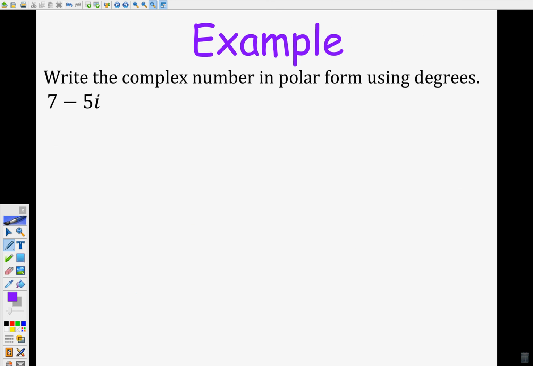So if we want to write the complex number in polar form using degrees, for me, I still always go back to triangles. So if I'm going to do this one, let's see, it tells me to go over 7 and down 5. So if I'm going to create a triangle here, I'm going over 7 and down 5. And my angle theta would be right here.